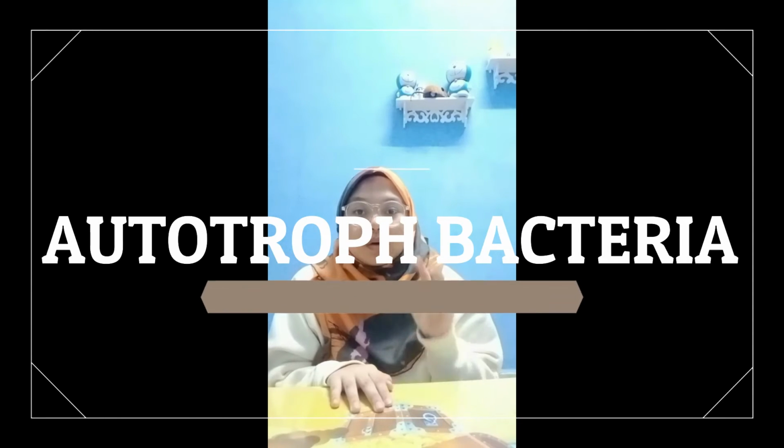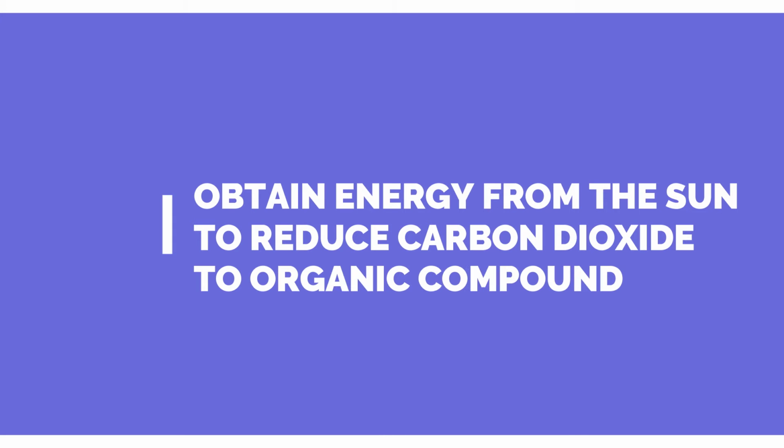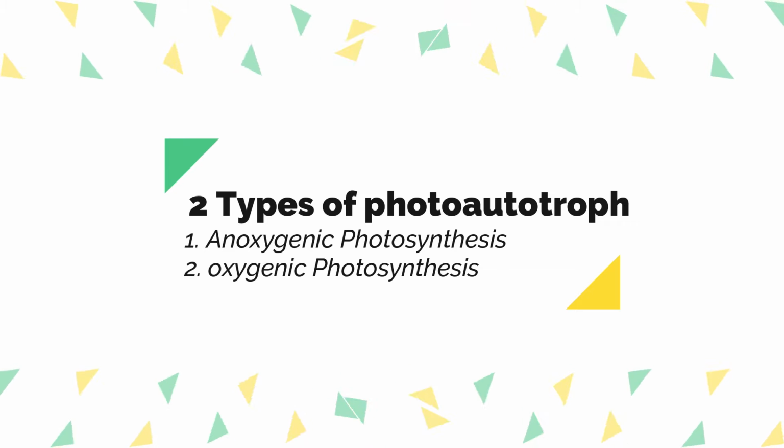In this topic, we have two types of autotroph bacteria. First, photoautotroph bacteria, where photo means light, auto means self, and troph means food. These bacteria are photosynthetic, which means they obtain energy from the sun to reduce carbon dioxide to organic compounds. There are two types of photoautotroph, which are anoxygenic and oxygenic.